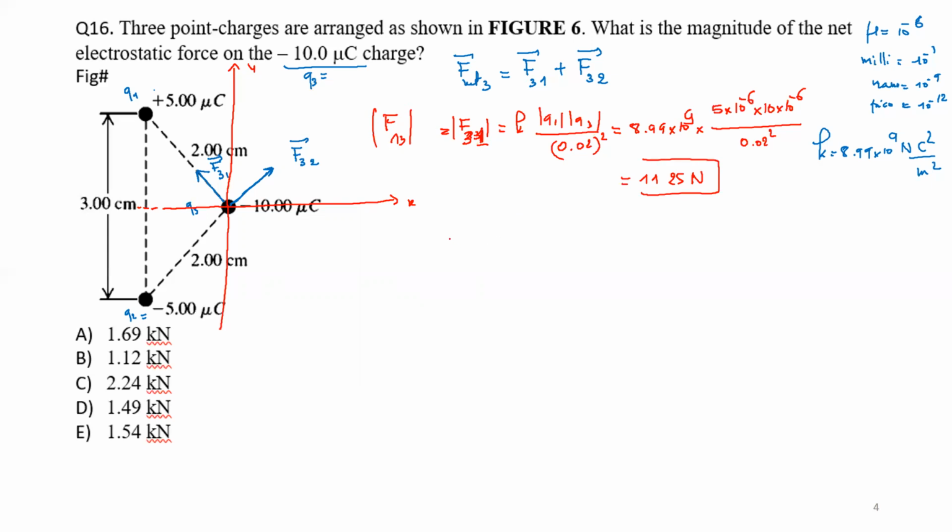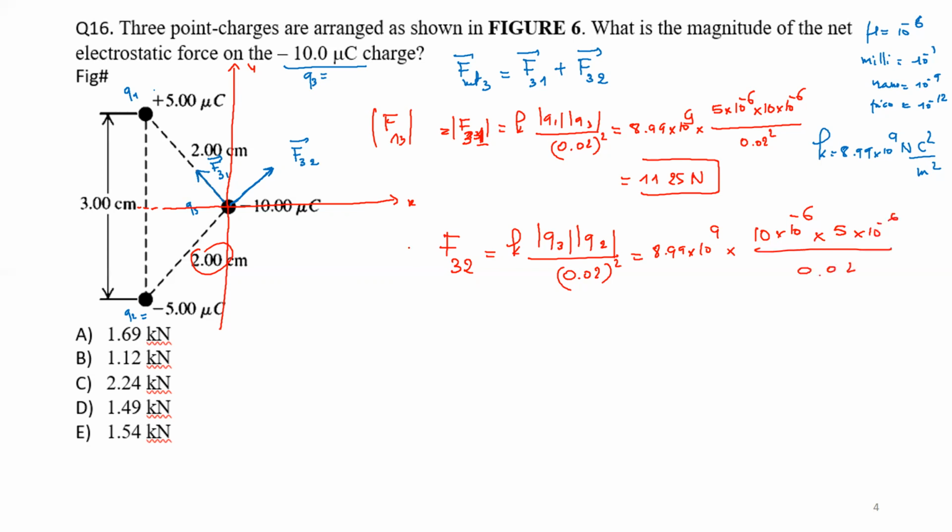Now let's calculate the second one, the force on 3 by 2. It will give you the same. K, absolute value of Q3 multiplied by absolute value of Q2, divided by the distance squared, which is the same, 0.02 meters squared. You see that it will give you exactly the same answer, because everything is the same: 8.99 times 10 to the power 9, Q3 is 10 to the power minus 6 coulomb, Q2 is 5 times 10 to the power minus 6, divided by 0.02 squared. It gives you 1,125 Newton.